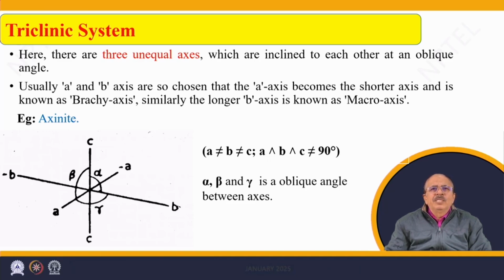In the diagram, you can see A is not equal to B is not equal to C, and angle A, angle B, angle C is not equal to 90 degree, whereas alpha, beta and gamma, these are oblique angle between the three different axes.